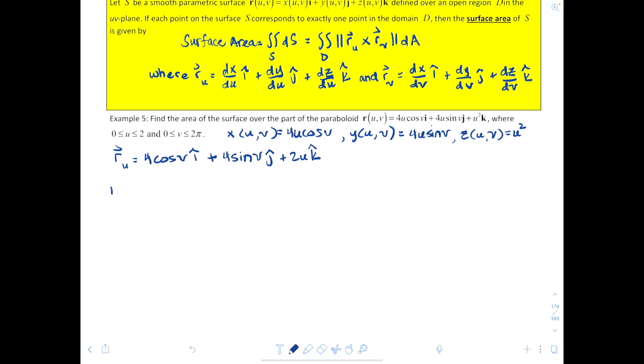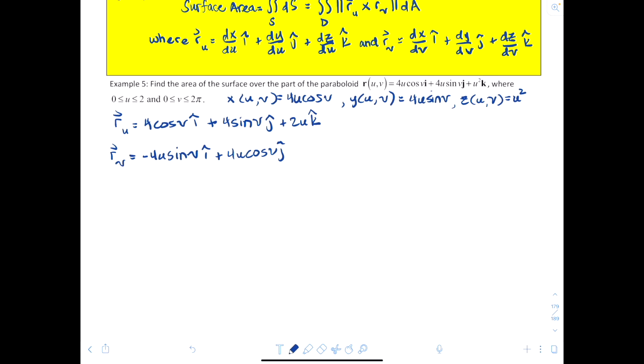Now the first partial of r with respect to v will be negative 4u sine v i plus 4u cosine v j, and then the k term zeroes out.